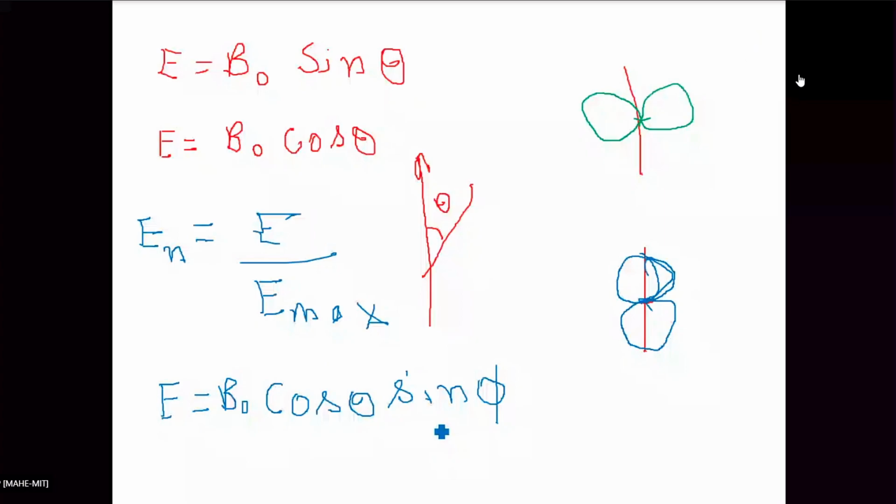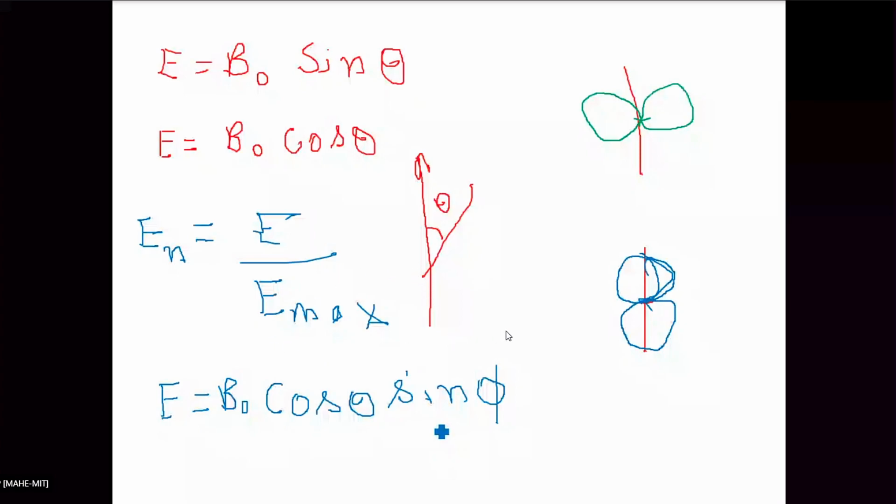We can't draw a three-dimensional pattern, so you have to take the cross section. That means one, keep phi constant and vary theta from 0 to pi. And in another plane, we treat theta as constant and vary phi from 0 to 2 pi.